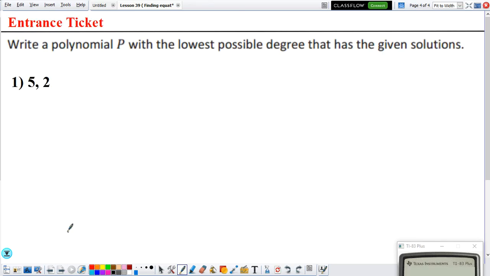So now, here's your entrance ticket. Find the polynomial given the following roots.